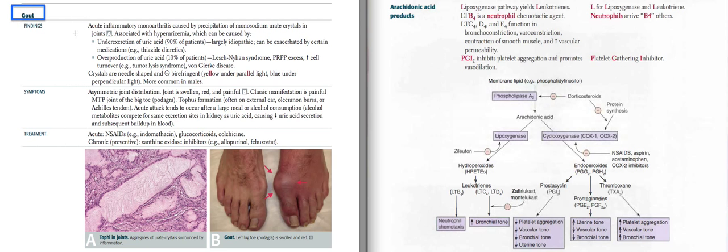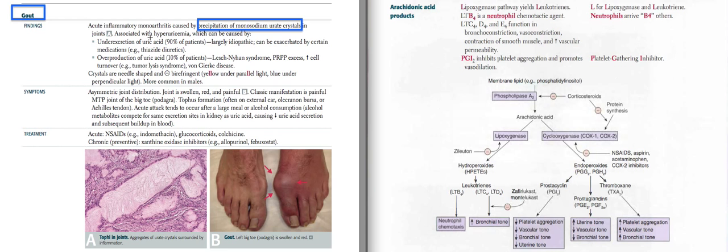Now, gout is a very high-yield pathology, and it's a monoarthritis that is caused by precipitation of monosodium urate crystals, okay? And the practice tests want us to know that because this sets it apart from its counterpart, pseudogout, whose symptomatology is actually brought upon by precipitation of calcium pyrophosphate crystals.